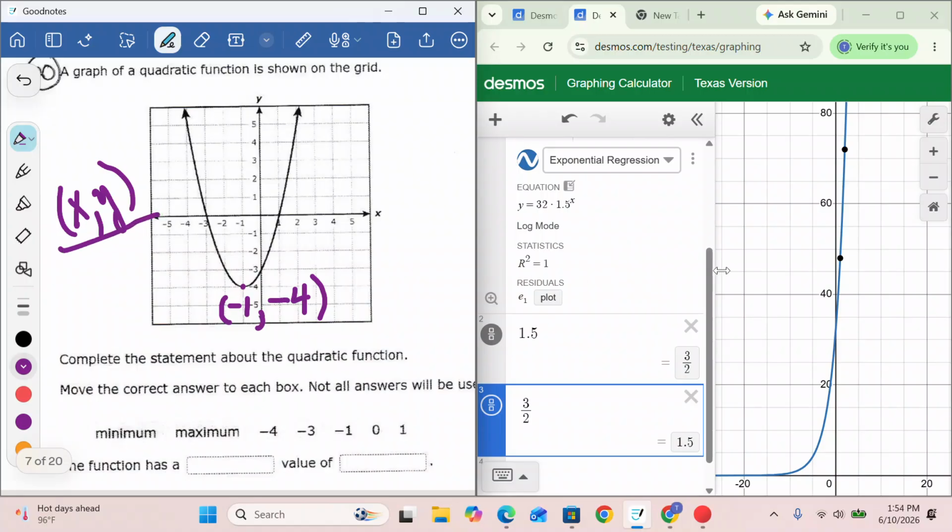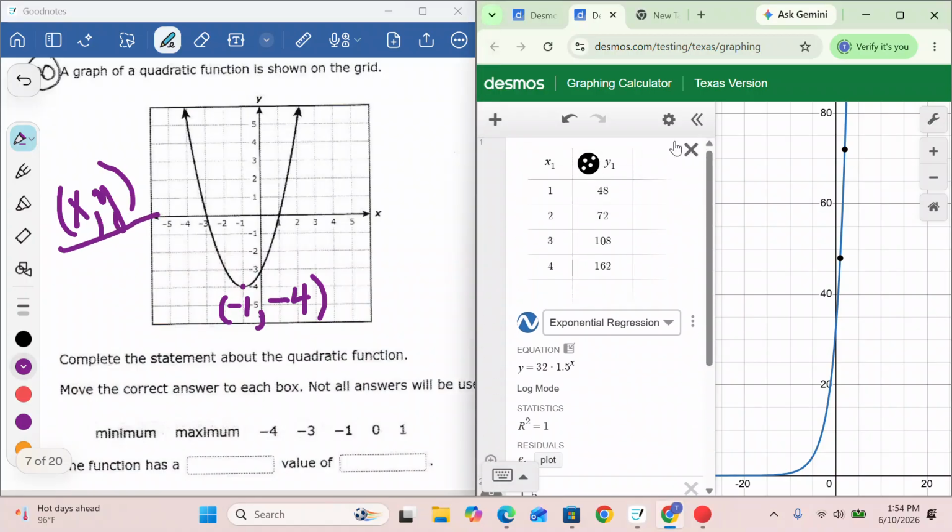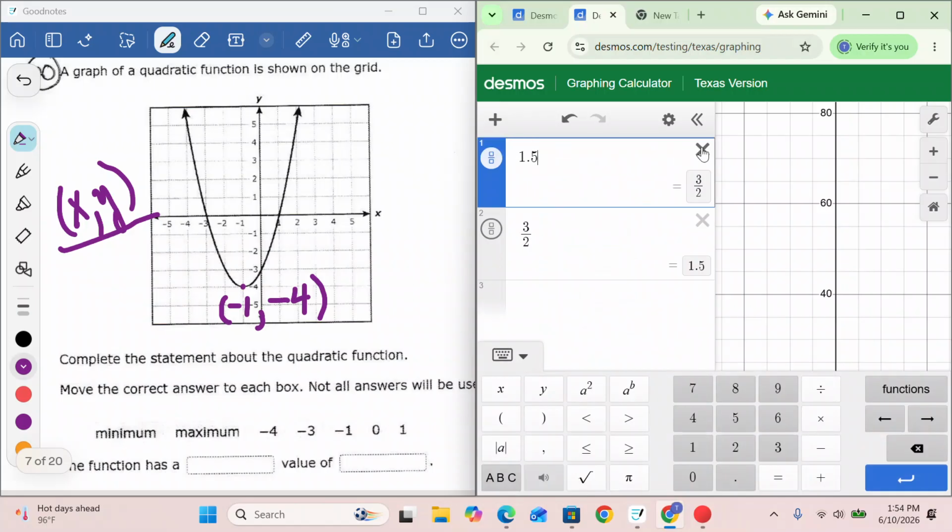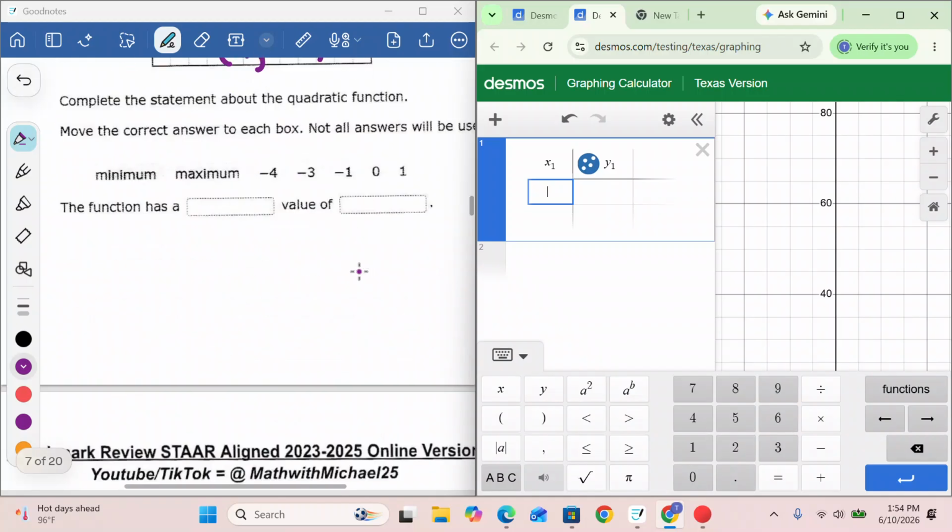And if you don't remember that, you can also come to Desmos. Let me clean up Desmos here. You can always come here to Desmos, to the table, and look how it gives you X comes before Y. That is your ordered pair, X, comma, Y. That's how you get that one. And here you see the X is -1 and the Y right here is -4. So right here it tells you the function has a blank value of blank.